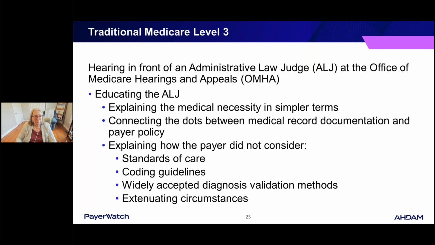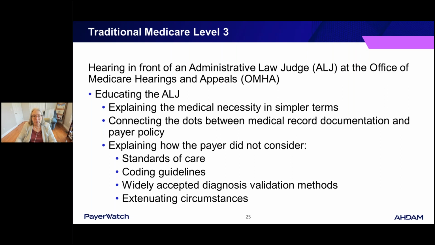Okay, let's talk about traditional Medicare. I think I just have one slide on this. How you prepare your appeal for a level 3 administrative law judge hearing. We do write our appeals a little bit differently when we go to the administrative law judge than what we may have written at level 1 or level 2. So we will look at our appeal letters another time and do a little bit of rewrite on them, because we need to help educate the administrative law judges on what's going on with the patient because they do not have a clinical background.